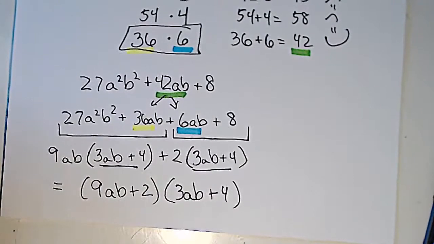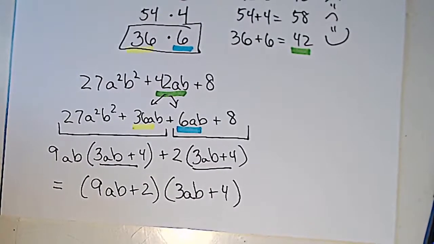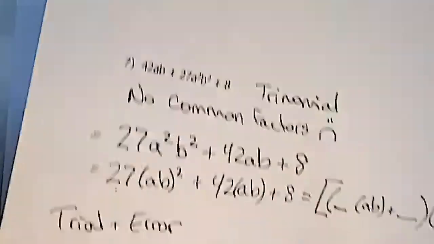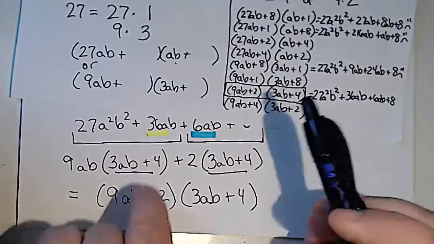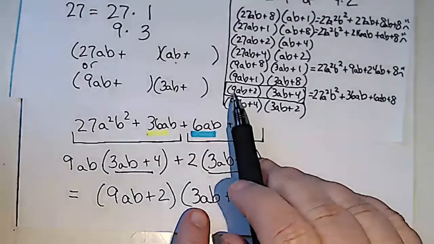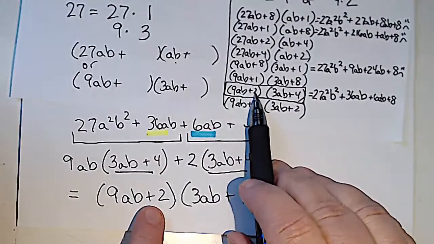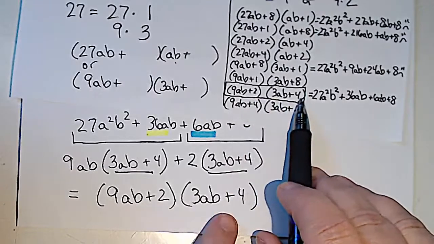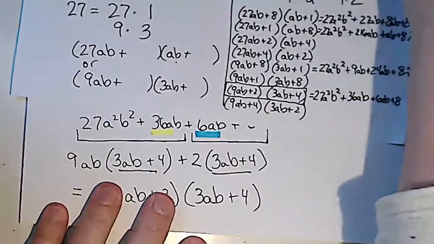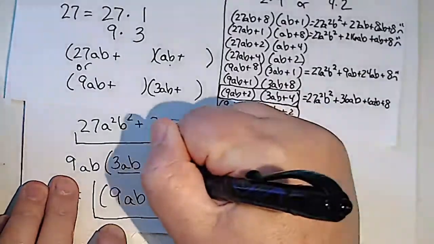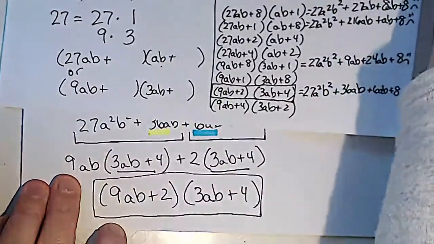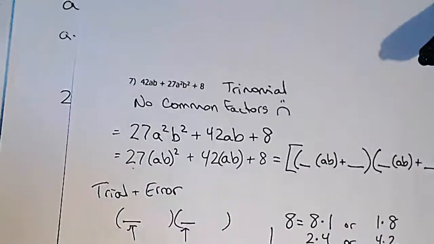Now let's check because we did this already on the previous page. Remember 3 weeks ago when we did this? Or a million years ago? Or maybe 10 minutes ago. We got 9AB plus 2 times 3AB plus 4. We got the same thing. This is so exciting. So, just to confirm, so that it is very clear, this is a single problem.